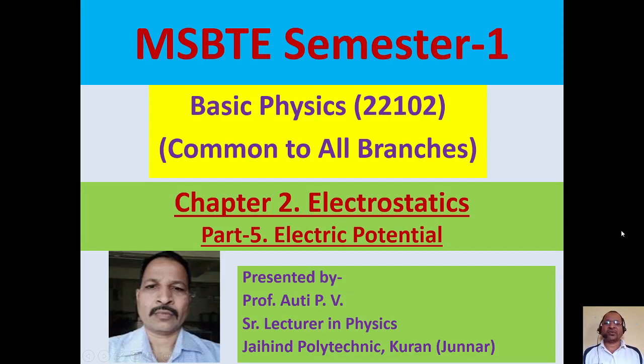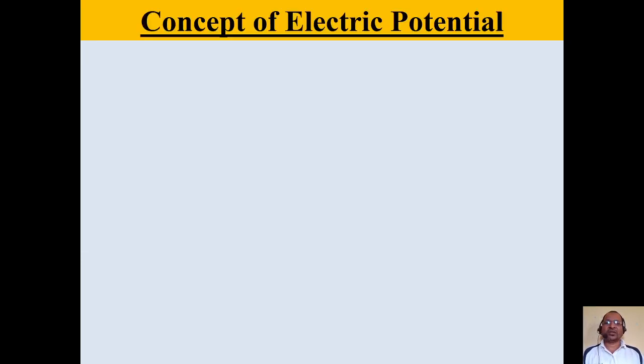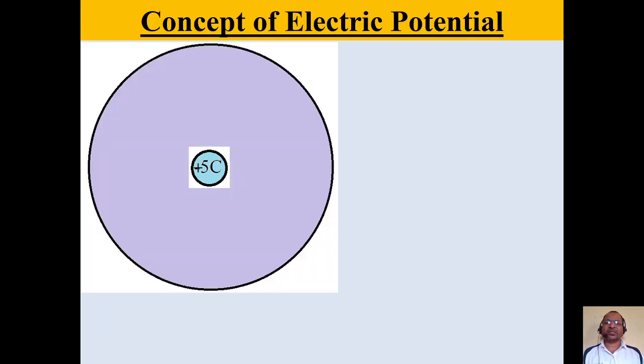Today's topic is part 5, electric potential, from chapter 2, electrostatics. So let us understand the concept of electric potential. Consider a charge of plus 5 coulomb and its electric field surrounding it. We consider that a test charge, that is a charge of plus 1 coulomb, is placed at infinite distance, that is at larger distances from the given charge plus 5 coulomb.